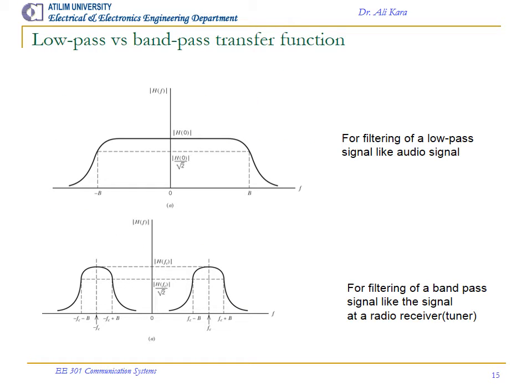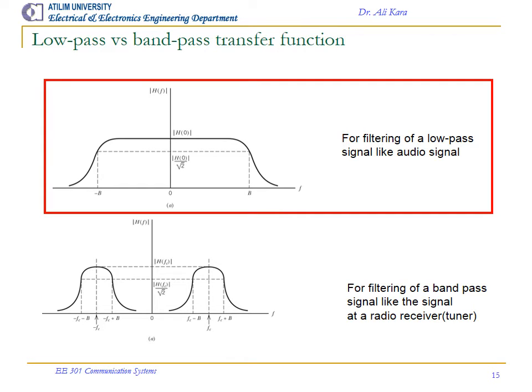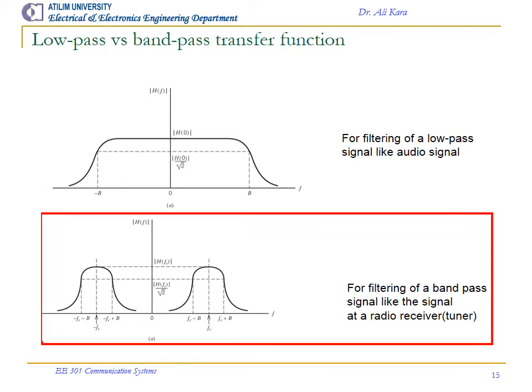Low pass versus band pass transfer function. For filtering of a low pass signal, like an audio signal, this kind of transfer function is used. For obvious reasons, it has a spectrum shape suited for passing low pass signals. For filtering of a band-pass signal, like the signal at a radio receiver, which is also a tuner, the spectrum shape of a typical transfer function is shown here. As you can see, the passing band of the response is centered at center frequency, and the shape is adjusted so that the desired effect on the input signal can be achieved.